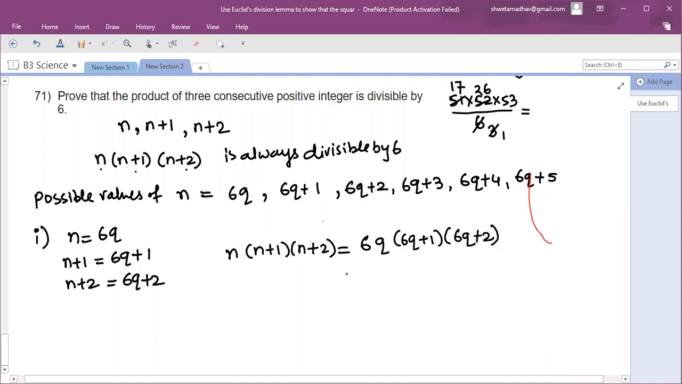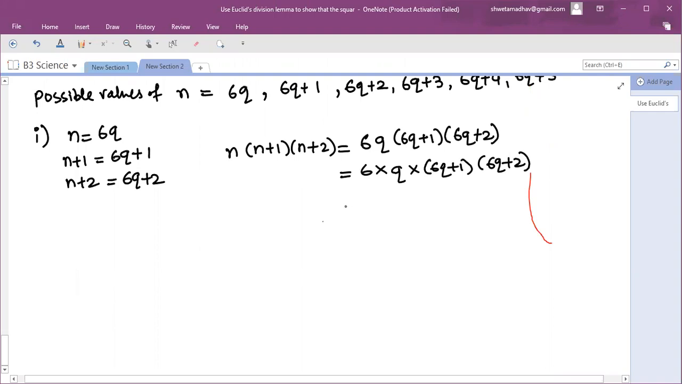So all these are products. Where 6 is common, 6 is there in the product form. So the factors are 6 into q into 6q plus 1 into 6q plus 2. These are the factors of this product. Is it a multiple of 6? Yes, ma'am. So can we write 6 into m? Yes, ma'am. Therefore n into n plus 1 into n plus 2 is divisible by 6. Can we write this? Yes, ma'am.